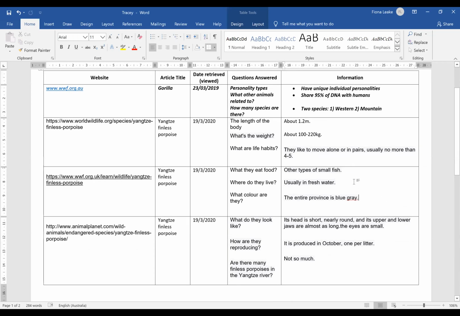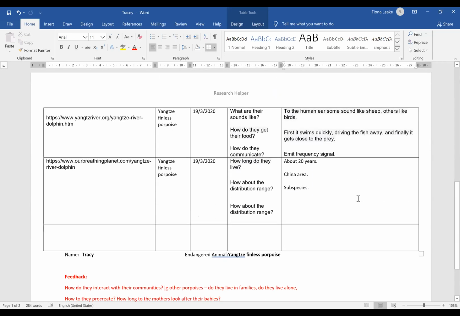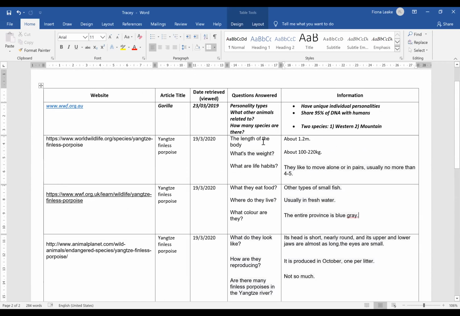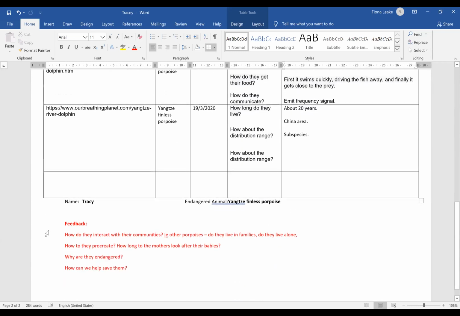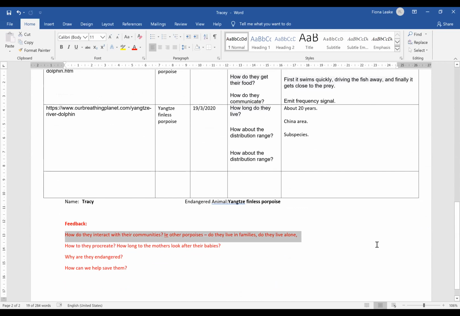I like how Tracy here has used short sentences or short comments, which shows that she's got strong note-taking skills. Tracy has looked at some good questions, so length, weight, life habit. This is a little bit limited. When it said life habits, I'm not sure what you mean by that. If you scroll down, you can see that I've given some feedback. I think what you're looking at is how do they interact with their communities? For instance, their other porpoises. Do they live in families? Do they live alone? Are they friends with other groups?